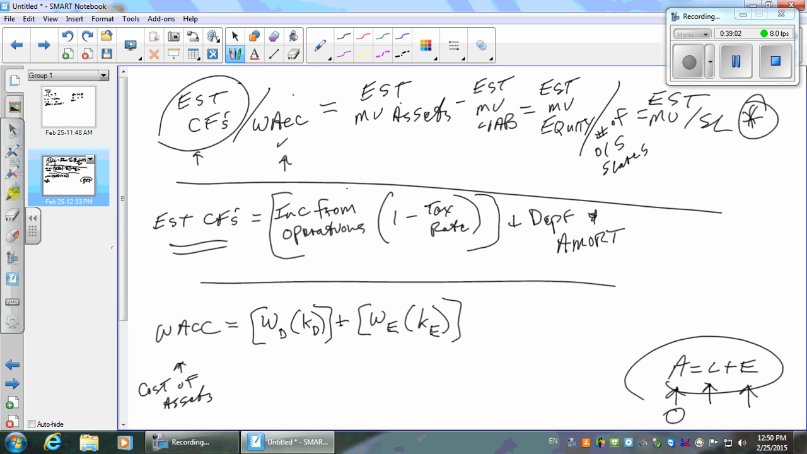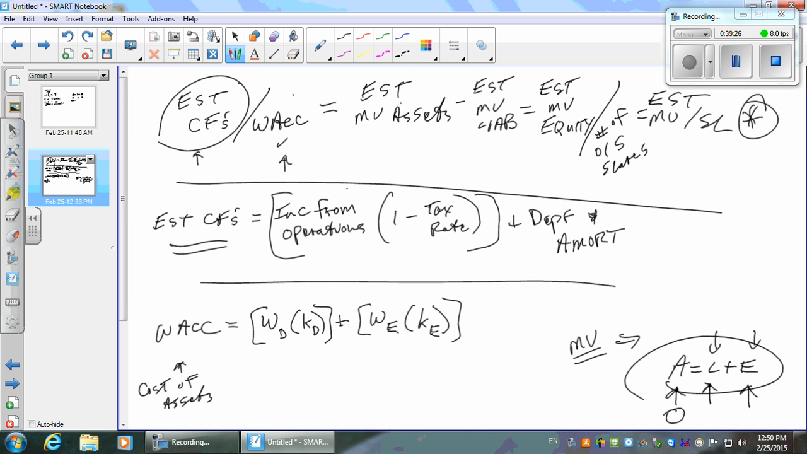Okay. How do we get the weights? Do not use book values. I want an estimate of the market value of the equity and an estimate of the market value of the liabilities. And when I add those two together, I have an estimate of the market value of what? Assets. You got it. So these are market value, gang. That makes sense? They're market value.